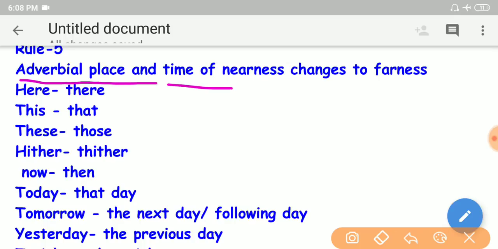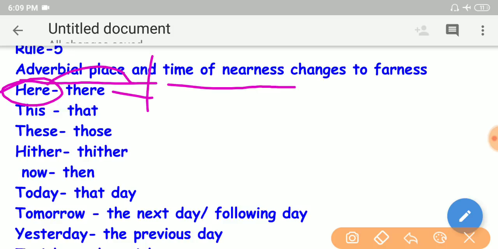Adverbs of place and time of nearness change to farness when we convert from direct into indirect speech. For example, here, used for nearness, changes to there. This is used for nearness, that is used for distant objects. These, for nearness, changes into those in indirect speech, my dear friends.